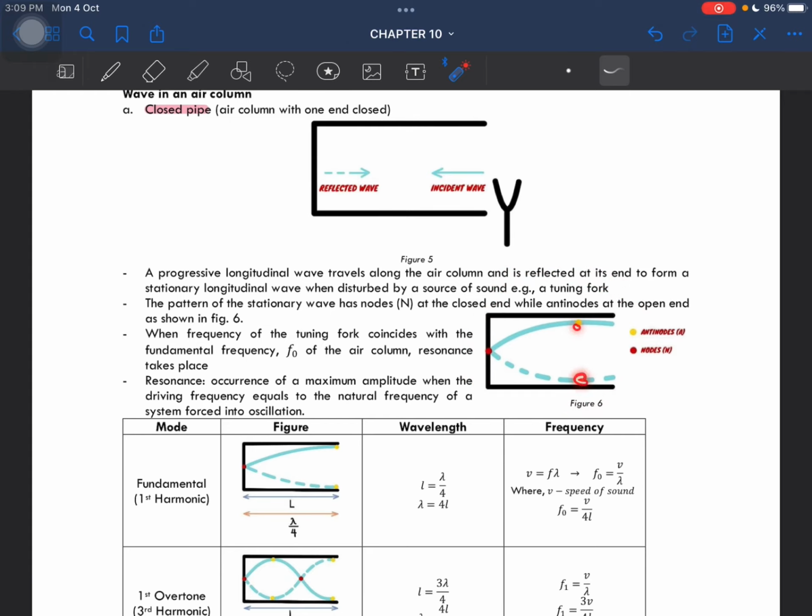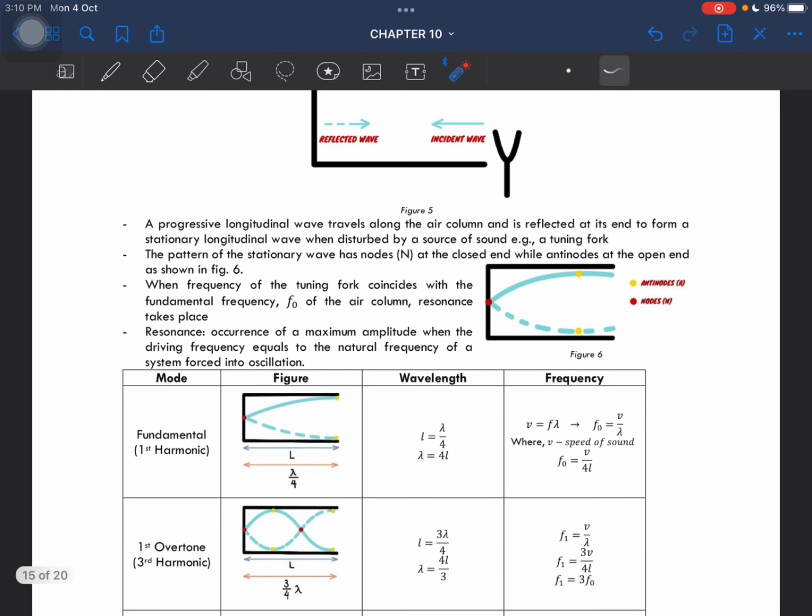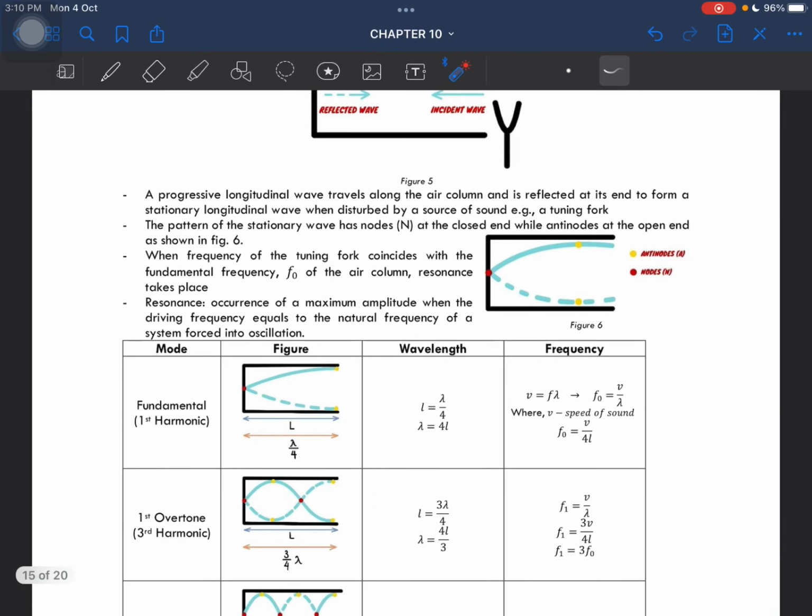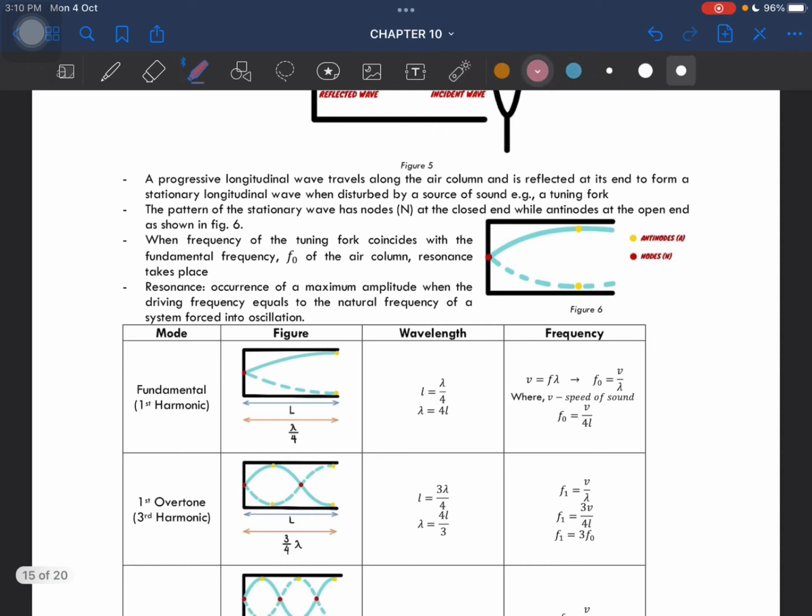Again, the yellow dot is the antinode, which is the maximum displacement, also known as the amplitude. When the frequency of the tuning fork coincides with the fundamental frequency, resonance will again take place. Resonance is the occurrence of a maximum amplitude when the driving frequency is equal to the natural frequency of the system that is being forced into oscillations.